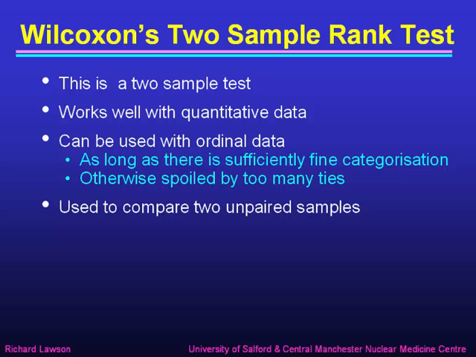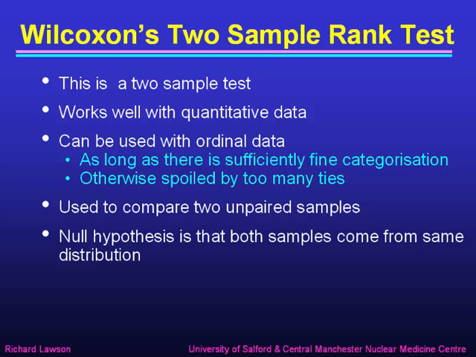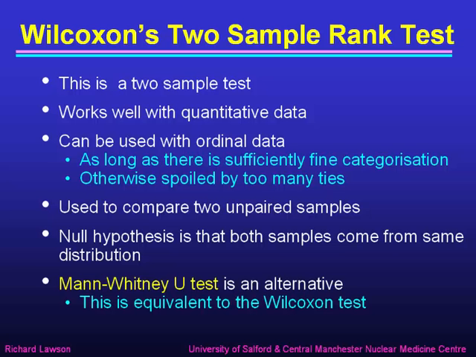Last test we looked at was comparing two paired samples. Now we're looking at unpaired samples. And the null hypothesis is that both samples come from the same distribution. There is another test called the Mann-Whitney U test, which is a variant of this. It's actually equivalent to the Wilcoxon test, but it's sometimes mentioned in books as an alternative, but it's in fact very similar.